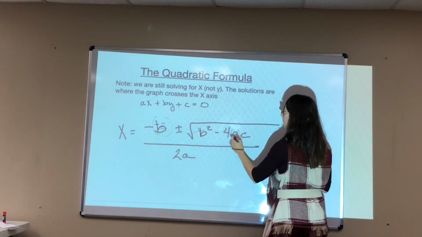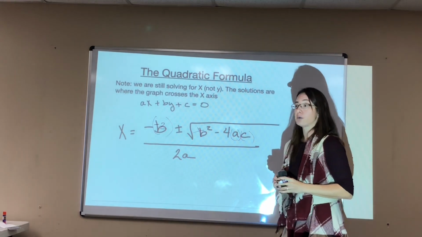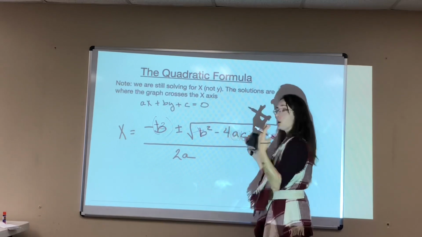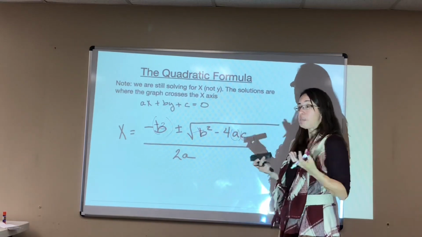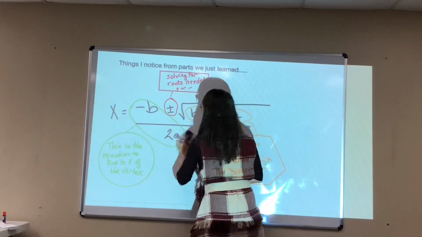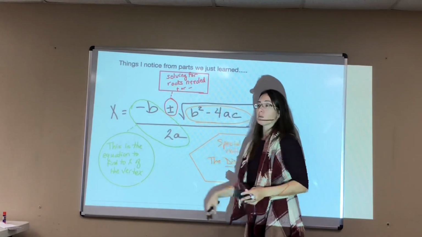Okay? So my suggestion when you are plugging in your values is that you use lots of parentheses, and that your A value, your B value, and your C value all lie within parentheses, so we keep that sign with it. Okay?